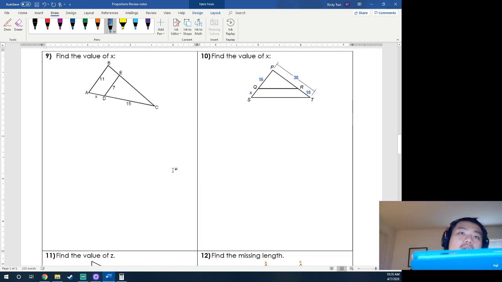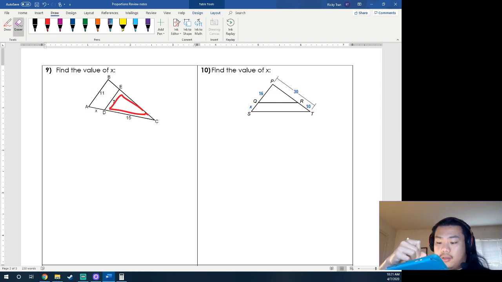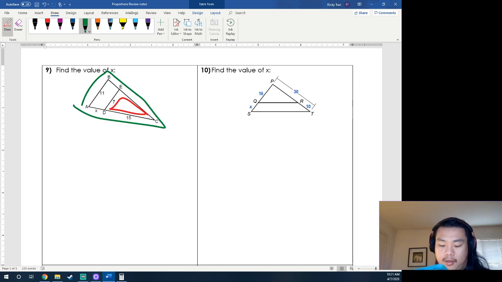Okay, so this is where it gets a slightly little bit confusing, where you have to understand how to set up your proportion because there's a triangle inside of another triangle. So we have the little triangle here, and then we have the bigger triangle outside. Now with this, you have to make sure you're matching correctly.